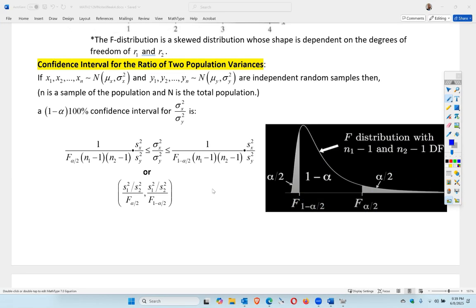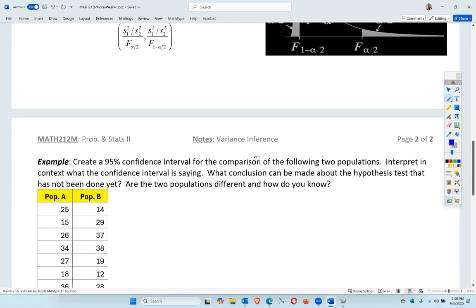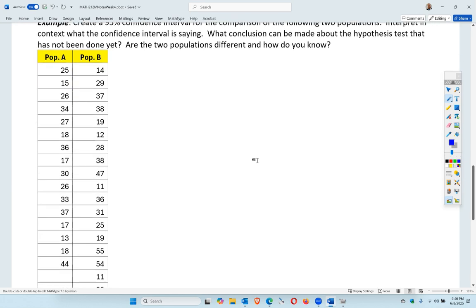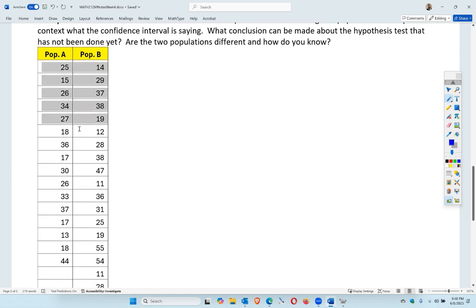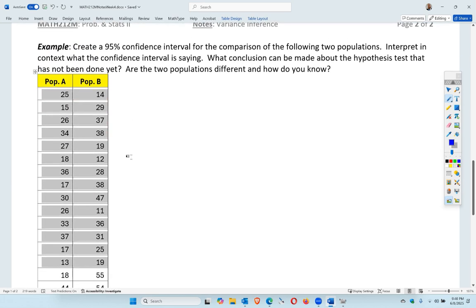So the confidence interval is either written like this, or it's written like this. Either one is equivalent mathematically. It's 1 over the F value times the ratio of these sample standard deviations, and then 1 over the F ratio and the standard deviation ratios. Okay, so let's say I want to do a 95% confidence interval for these 2 sets of data, population A and population B. Let's do that and interpret it.